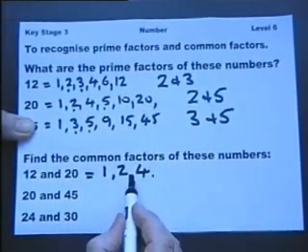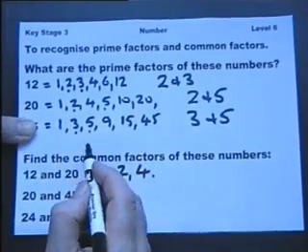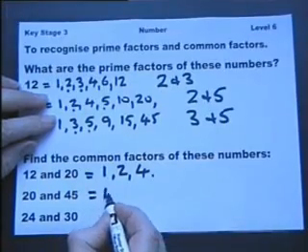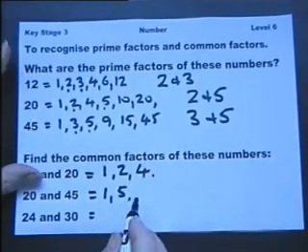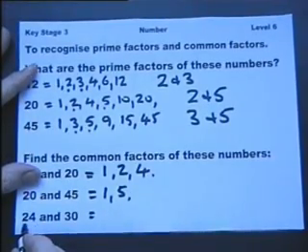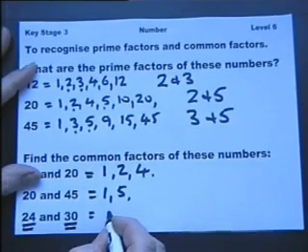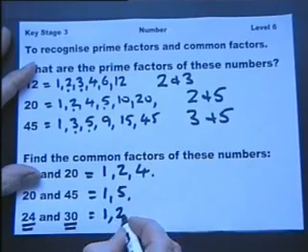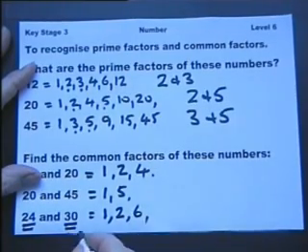Therefore they are the common factors of 12 and 20. 20 and 45, they are the common factors because they appear in both lists. 24 and 30, well, it was up to you whether you list all of those and list all of those and pick out the common ones, or whether you do it in your head and be able to spot which numbers would appear in both lists.